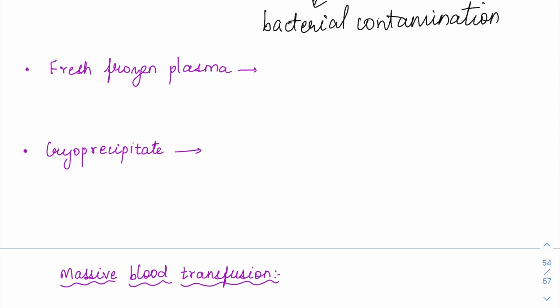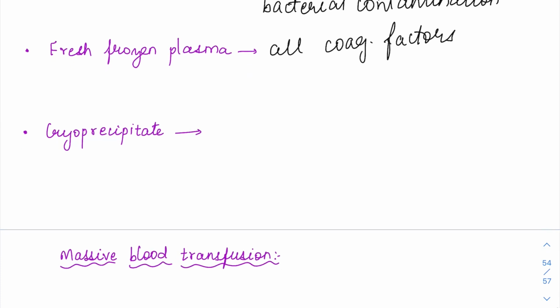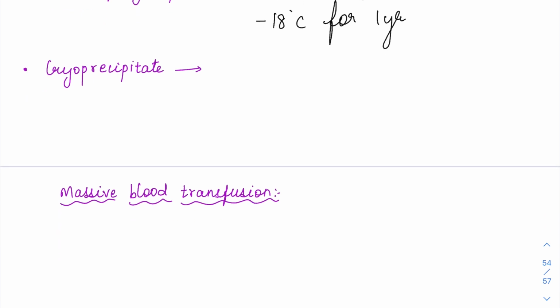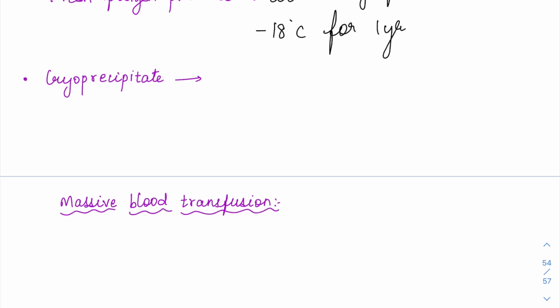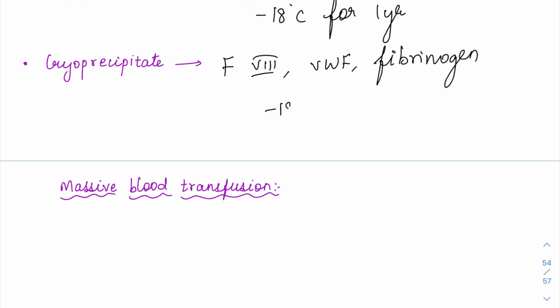Fresh frozen plasma contains all the coagulation factors, except usually factor 5 and 8. All coagulation factors are present here, and this can be stored at minus 18 degrees Celsius for 1 year. If you see cryoprecipitate, it contains specific coagulation factors alone, that is factor 8, von Willebrand factor and fibrinogen. Only these three are present, and this again can be stored at minus 18 degrees Celsius for 1 year.